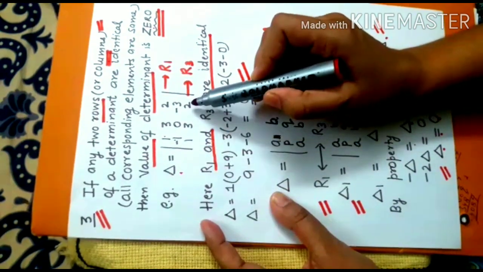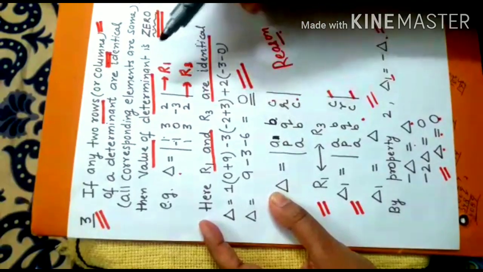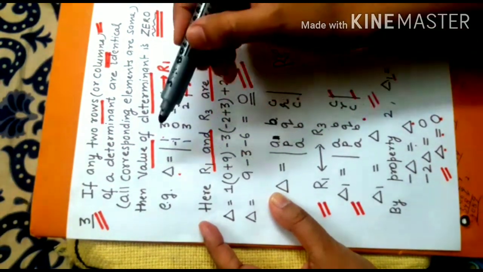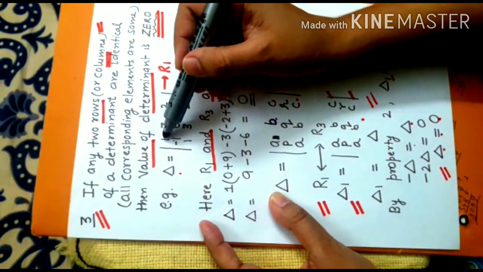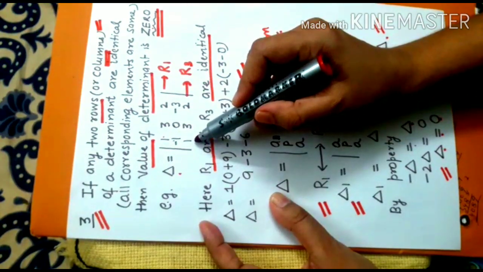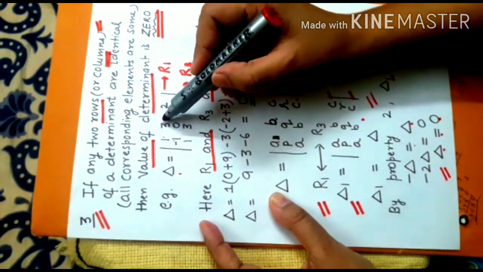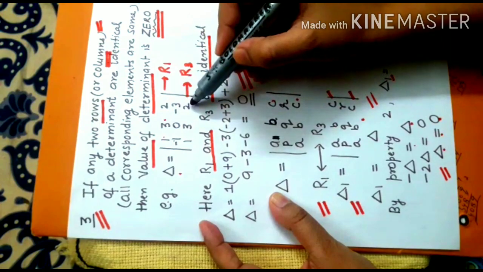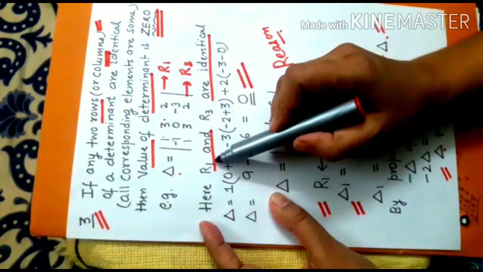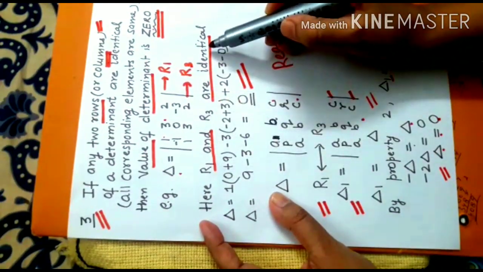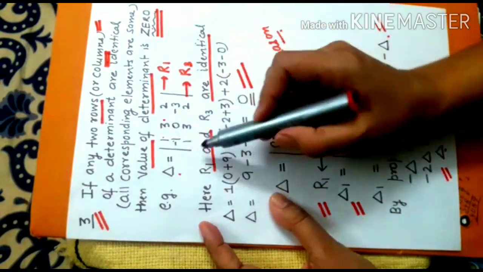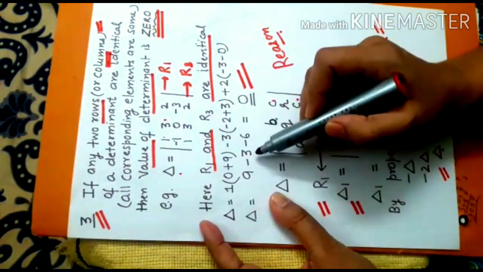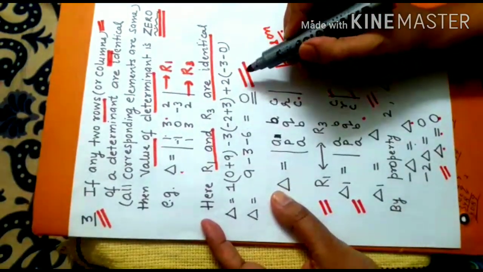1, 3, 2. Here you can see that the first and the third rows are identical, because the first element here is 1, here also the first element is 1. The second element in both the rows is 3 and the third element in both the rows is 2. So R1 and R3 are identical, and you can check. When I expand this determinant, the value of the determinant comes out to be 0.